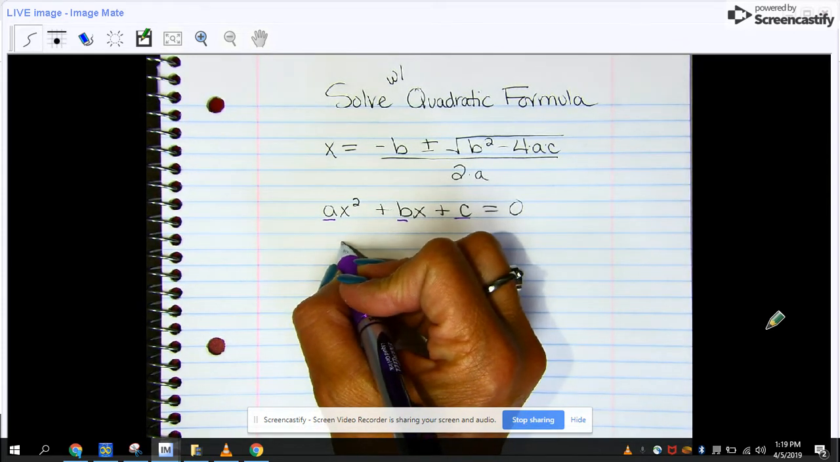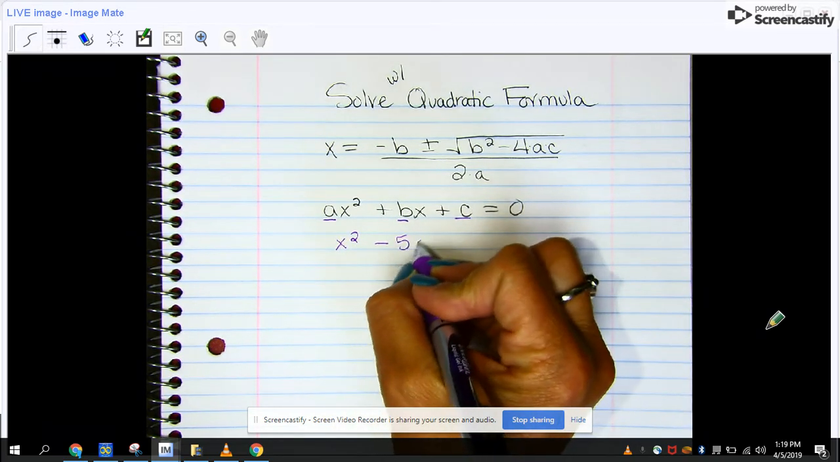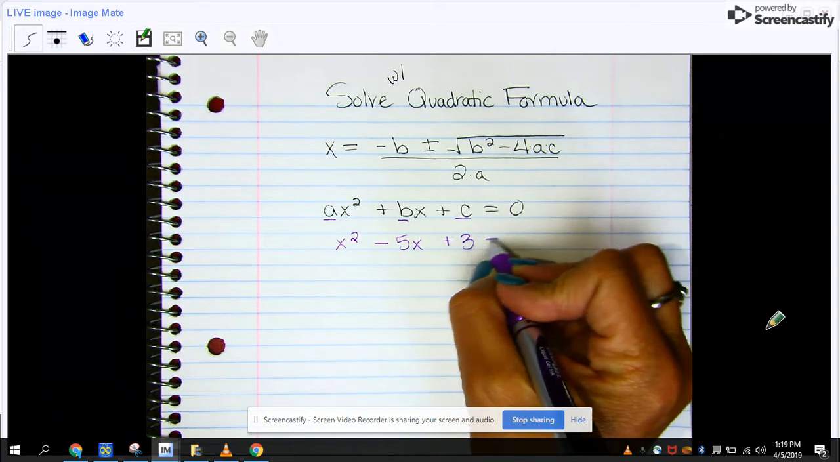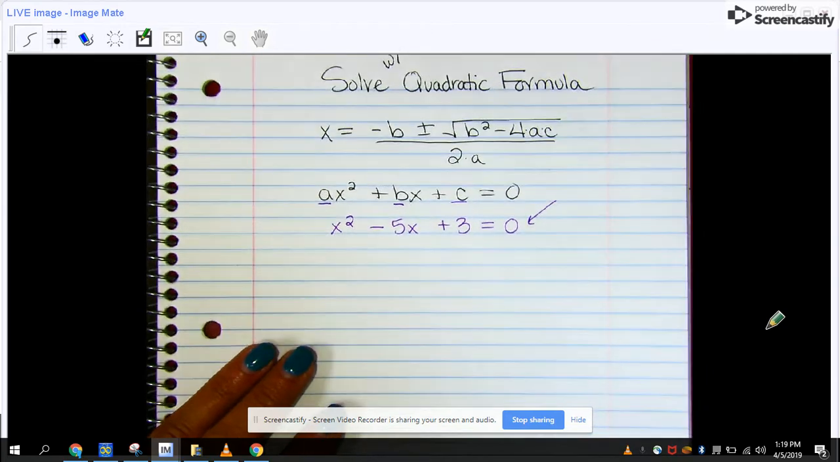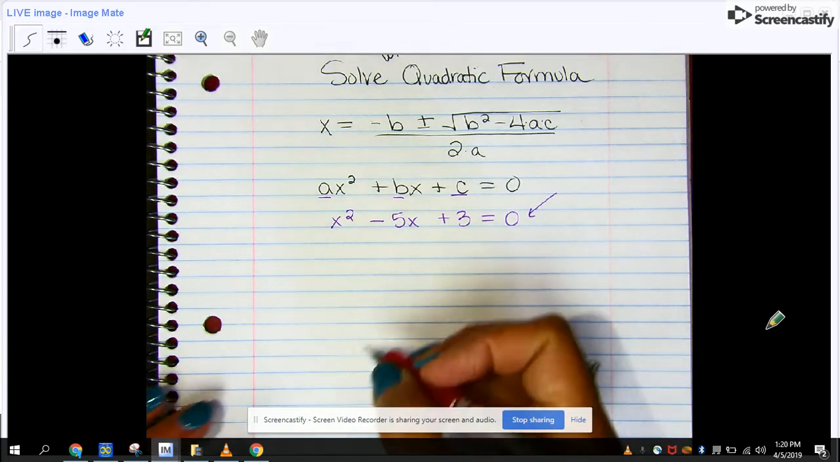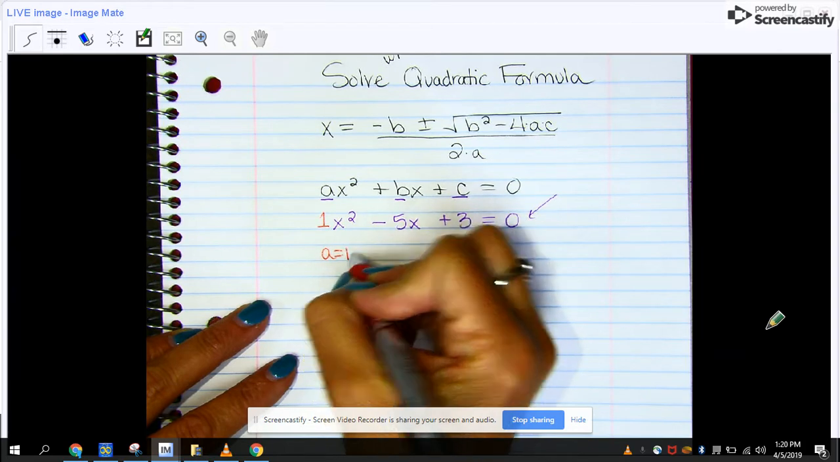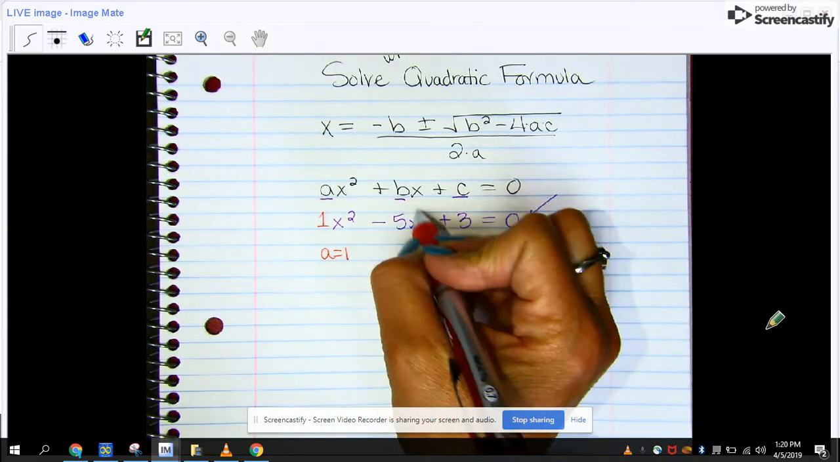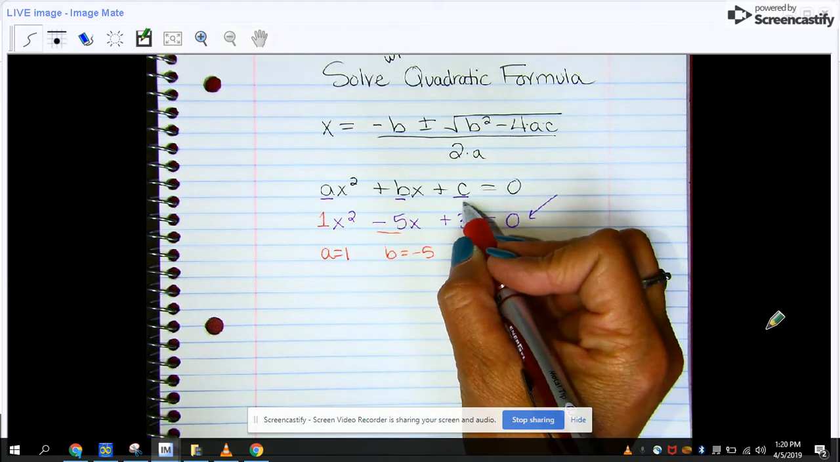So first example, let's go with x squared minus 5x plus 3 is equal to 0. Just like before, you have to make sure that it's equal to 0, which this one is. So we're just going to identify our a, b, and our c. The a is the number that's with the x squared. There's no number here, so we're going to say it's 1, because 1 times anything is that thing. The number next to the x is negative 5, so that's your b. And then the number that stands alone is the c, so that's 3.